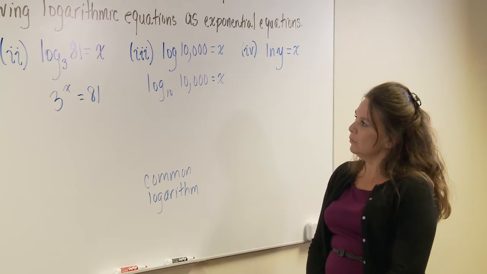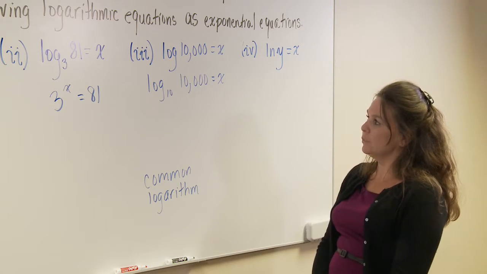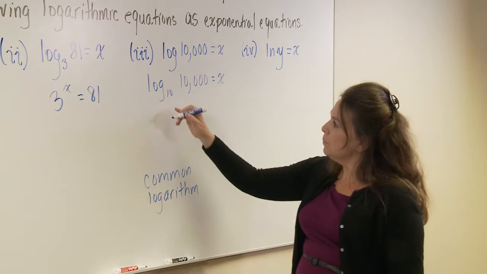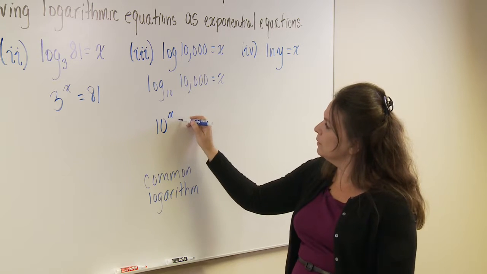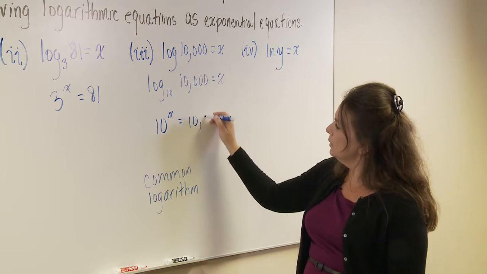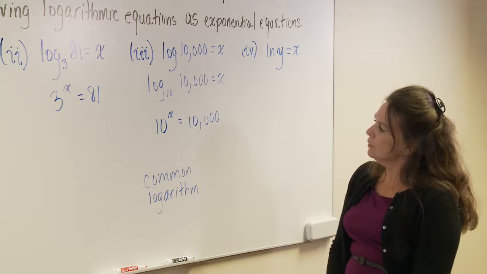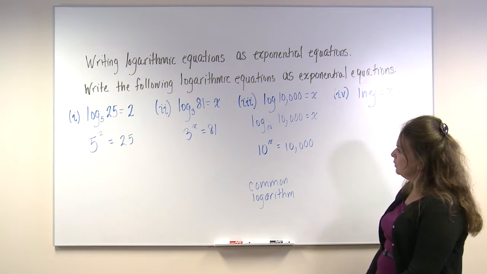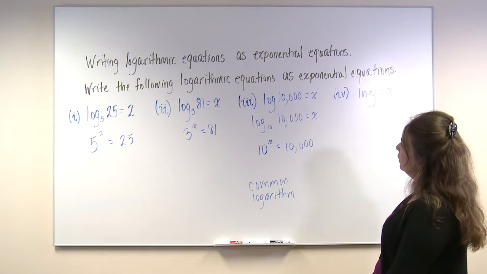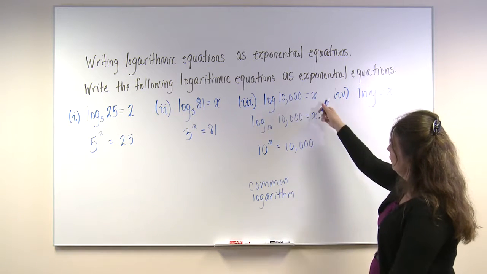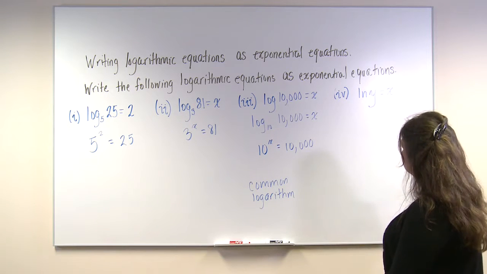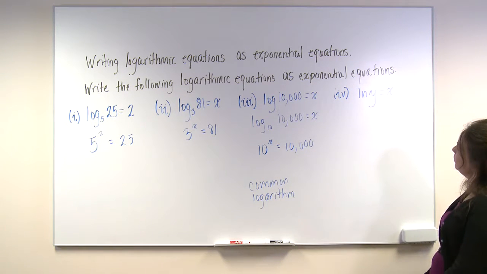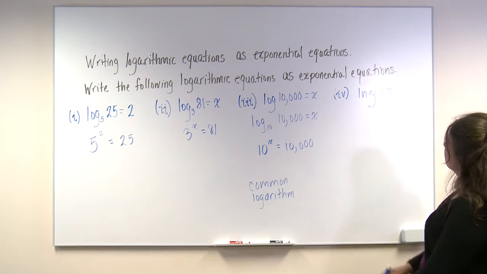And I want to rewrite this equation as an equivalent exponential equation. So our base here is 10 raised to the power of x is equal to 10,000. So the equivalent exponential equation for log of 10,000 is equal to x is 10 to the x is equal to 10,000. For our last problem, we have the natural log of y is equal to x.